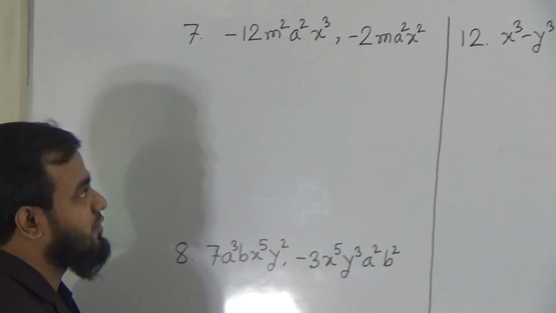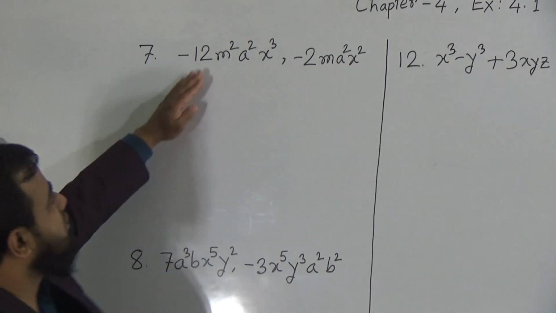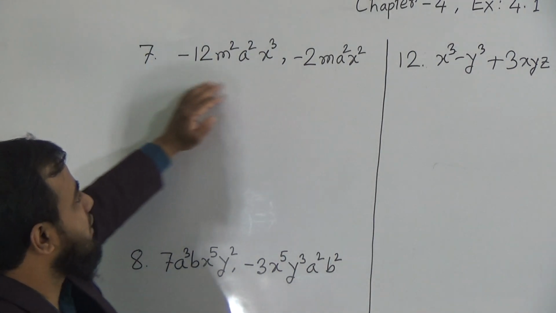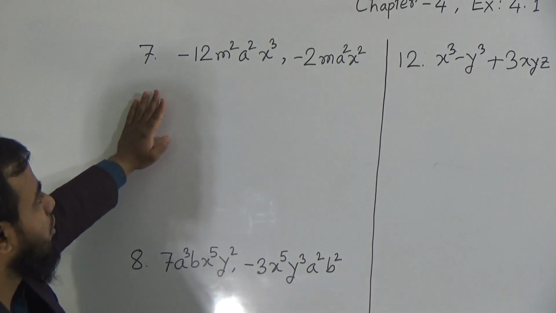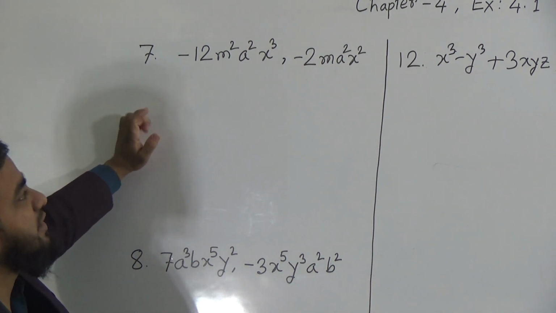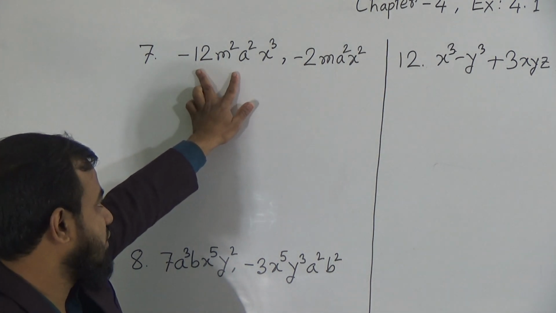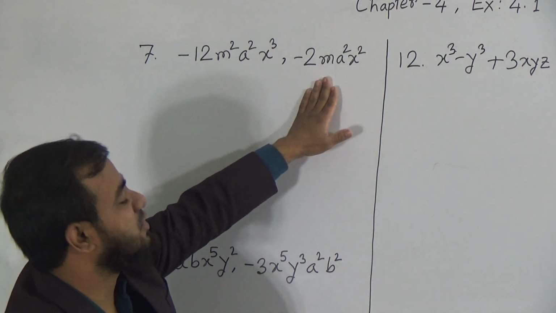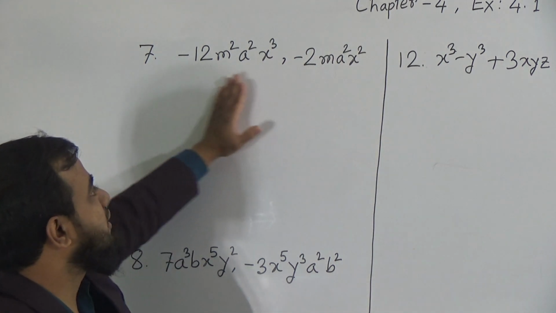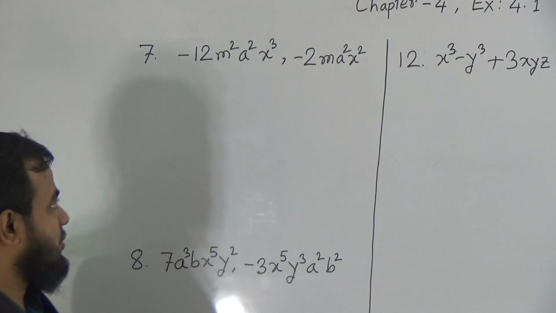Question number 7: we need to multiply the first expression by the second expression. The first expression and the second expression are monomial expressions. What is a monomial expression? That expression is called monomial which has a single term. This first expression has a single term and the second expression is also a single term. That means this is the multiplication of a monomial with a monomial expression.